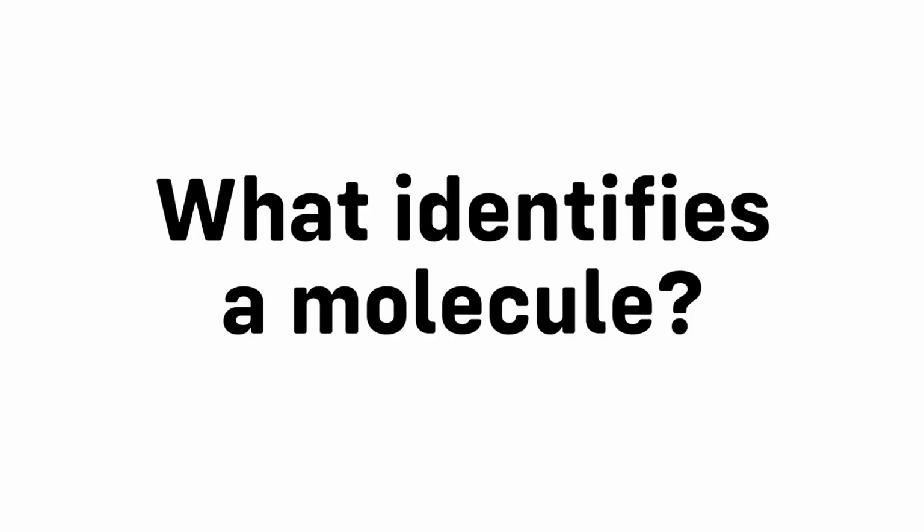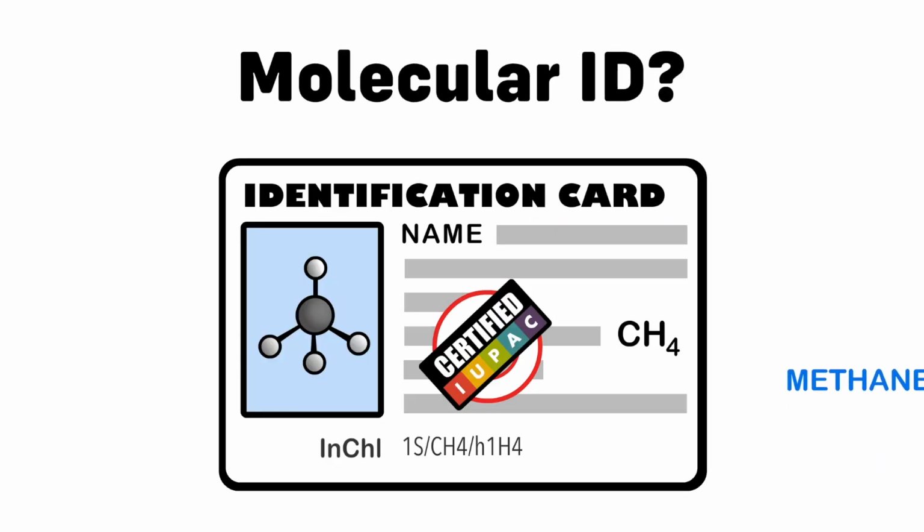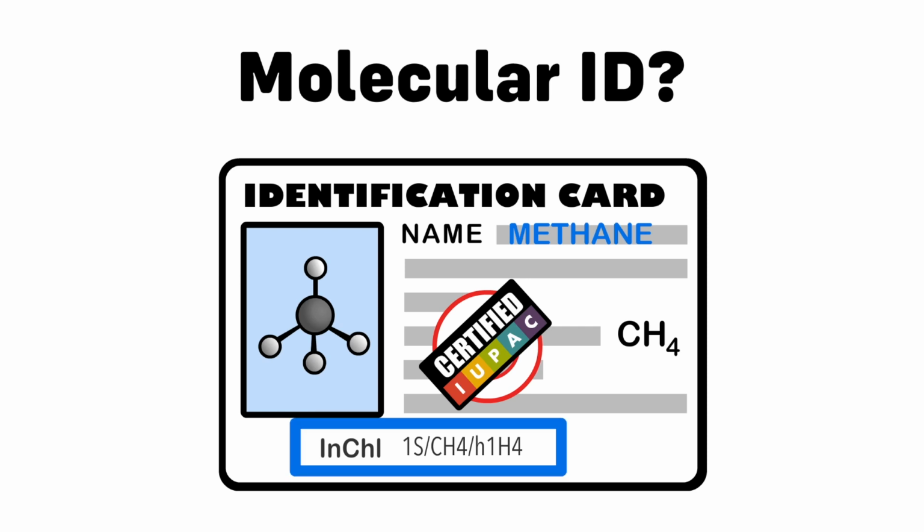What do we need to describe a molecule? As humans, we can be identified by an ID card. It contains our name, date of birth, and picture. For molecules, each comes with a unique name, like methane, a graphic representation such as a 3D structure, and a unique international chemical identifier string, InChI.